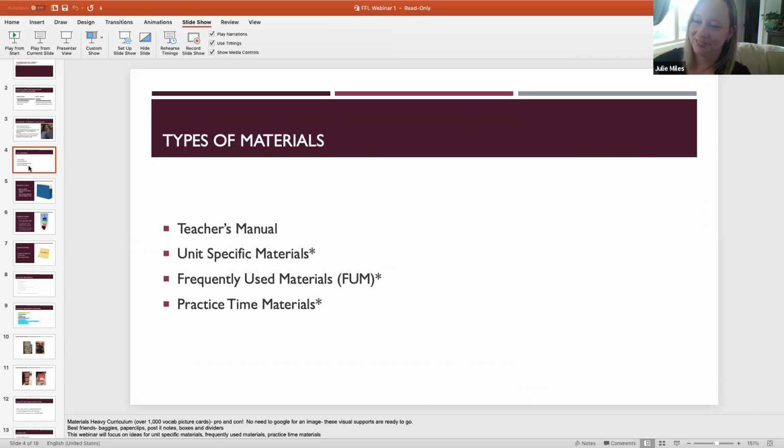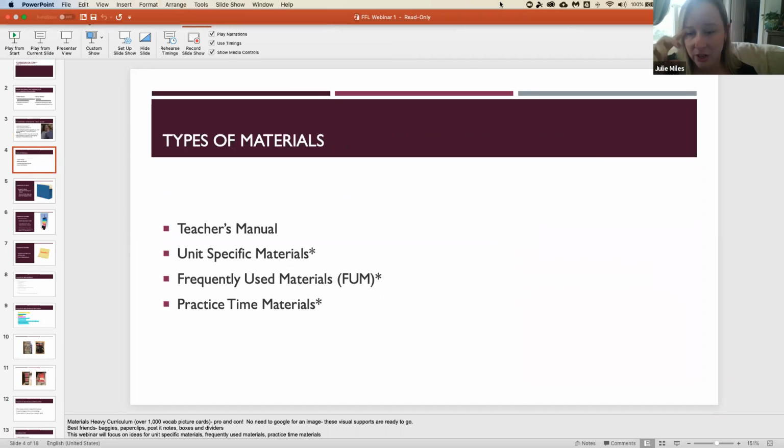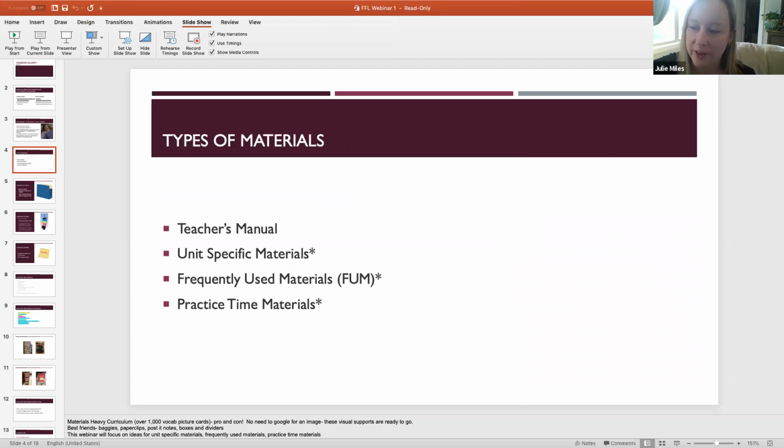Next slide. Okay, there's 4 main materials when you're looking at Foundations for Literacy. There's the teacher's manual, which I have over here. There's the big teacher's manual, and then there's the unit-specific materials, the frequently used materials, and the practice time materials. So when we're looking at these, the focus of today is going to be on the unit-specific materials. So that includes the frequently used materials, practice time materials, anything that's unit-specific. You're going to become best friends with Ziploc bags, rubber bands, and paper clips. They are your friends, so you need to use those. This is a very materials-heavy curriculum.